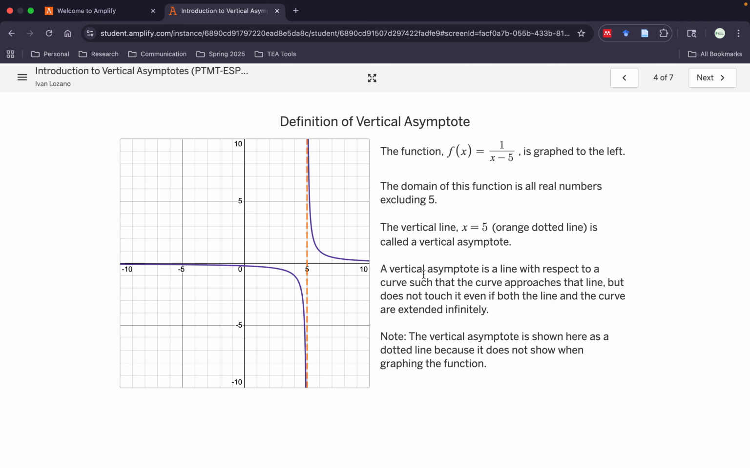Okay, a kid's going to read this. This makes it easier for them to tell that it's just one number where it blows off, where there isn't a value. Vertical asymptote is a line with respect to a curve, such that the curve approaches the line but does not touch it, so it's not shown when graphing the function. Okay, cool.